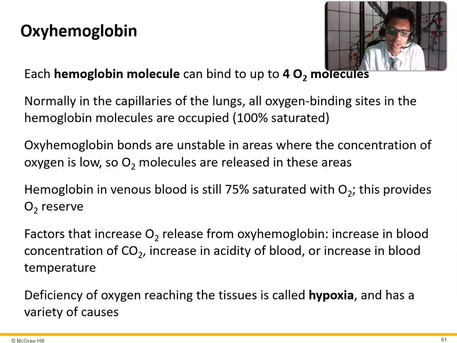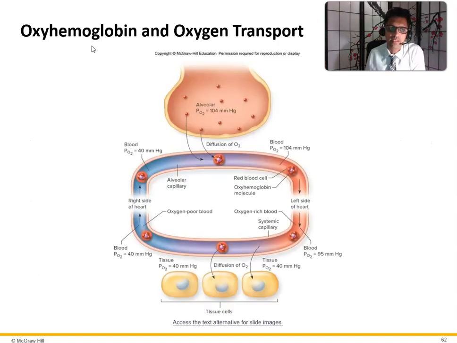Deficiency of oxygen reaching the tissue is called hypoxia and has a variety of causes, so that they can turn bluish. If you look at this, oxyhemoglobin and oxygen transport, remember our alveolar partial pressure of oxygen is 104 millimeters of mercury. So we don't have a lot of oxygen here. We're going to diffuse from high concentration to low concentration, and now we're going to have that in our blood.